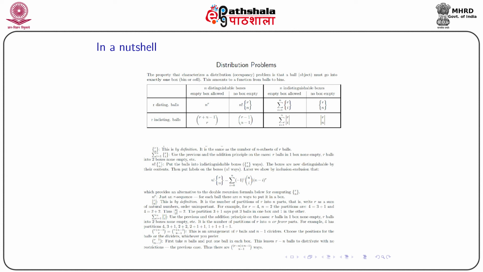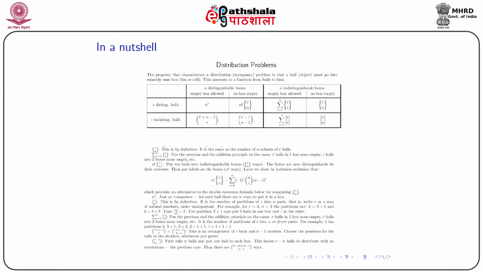So after considering all the possible arrangements between cells and balls, in a nutshell we can represent the problem in this slide. So we have the conditions: distinguishable balls or indistinguishable balls. Regarding the boxes, they are distinguishable boxes or indistinguishable boxes. So I am assuming first the simplest case: balls are distinguishable, boxes are also distinguishable.